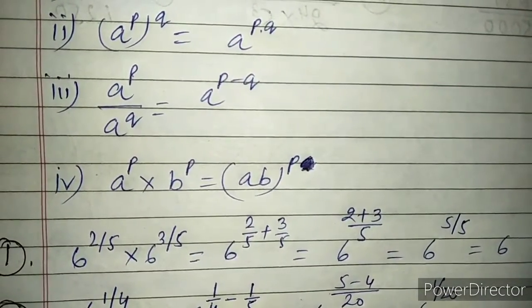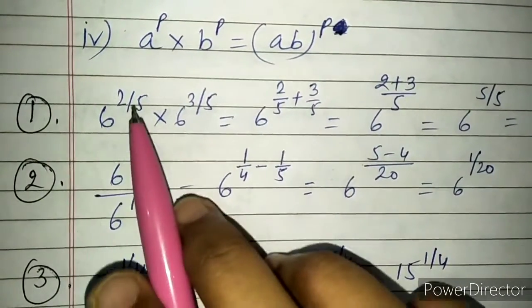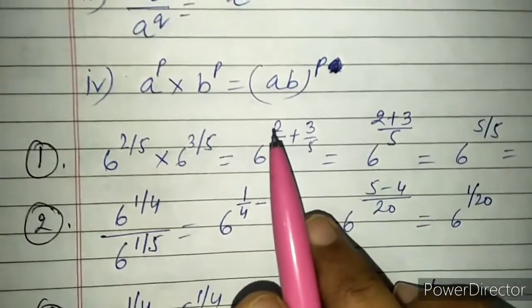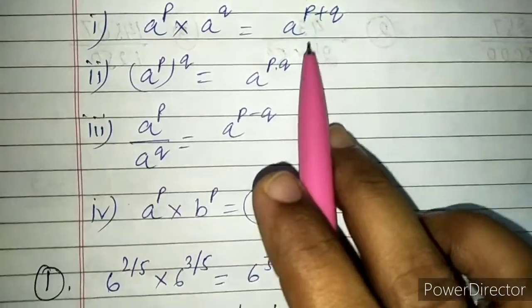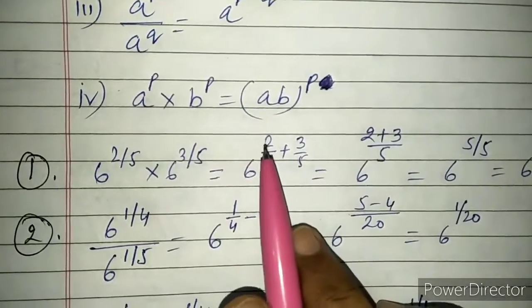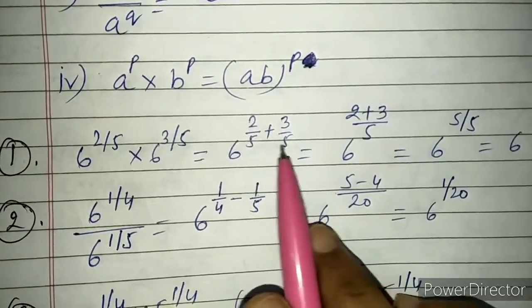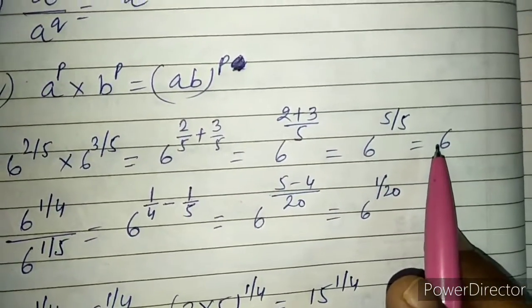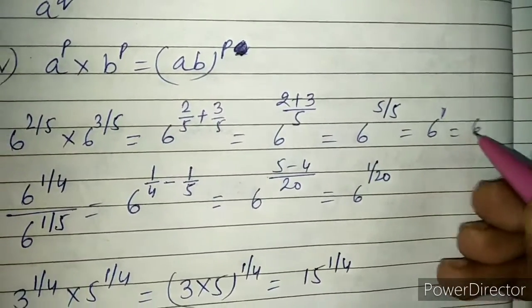Now we will take some examples. See here, we have some examples. In this case, the bases are the same and the powers are different, so the base will remain the same and the powers will get added, from the first law of exponents. So 6 will remain 6, the powers will be added, 2 upon 5 plus 3 upon 5. We take the LCM of 5, it becomes 5, 2 plus 3, so 5 upon 5 equals 6 to the power 1, or you can also write 6, right?